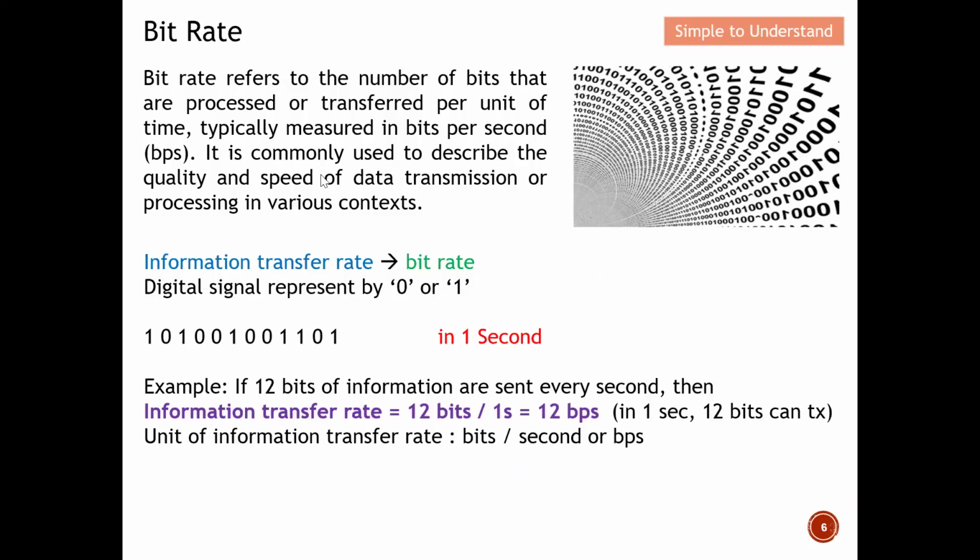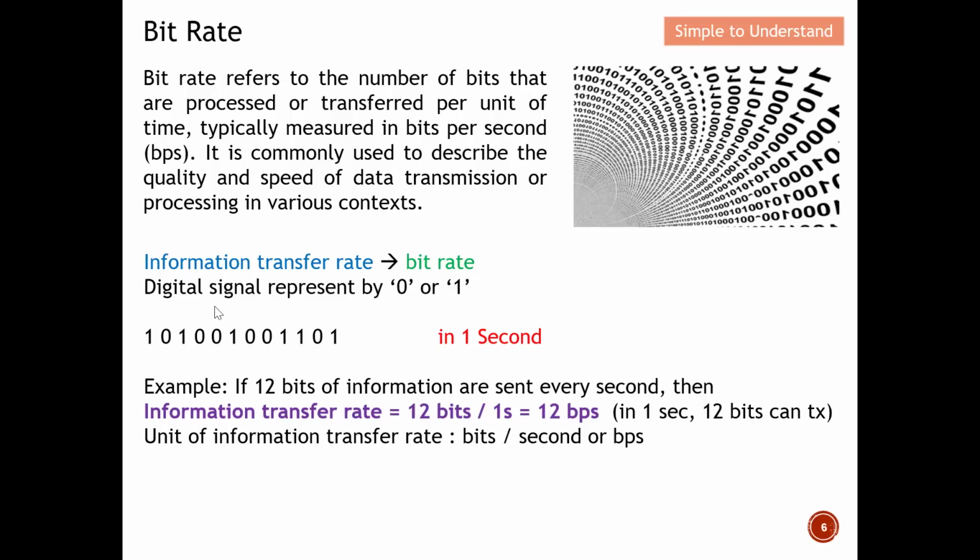So it is commonly used to describe the quality and also the speed of data transmission or process in various contexts. Let me say it in very simple words. For example, bit rate describes how many bits we are able to send from the transmitter to the receiver. In every second, we can describe how many bits can be sent, so as we know how much data can actually be sent from the transmitter to the receiver. Basically, when we transfer the information, we call this bit rate.